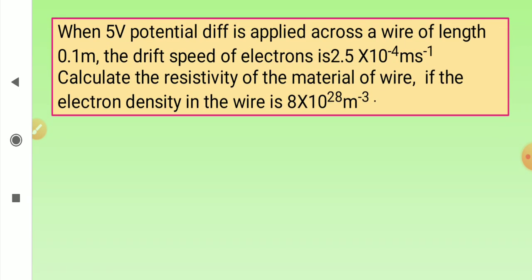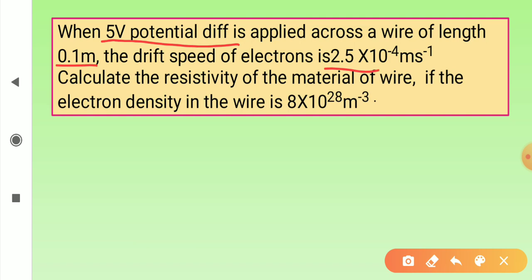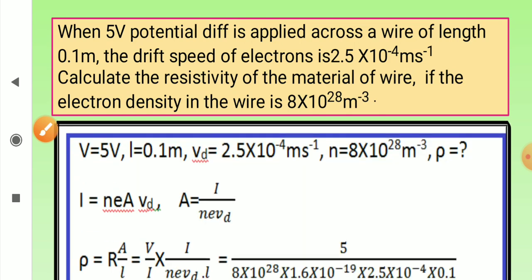Here is the problem. When a 5-volt potential difference is applied across a wire of length 0.1 meter, the drift speed of electrons is 2.5 × 10^-4 meter per second. Calculate the resistivity of the material if the electron density in the wire is 8 × 10^28 per cubic meter. Right? So first we will write whatever is given to us.